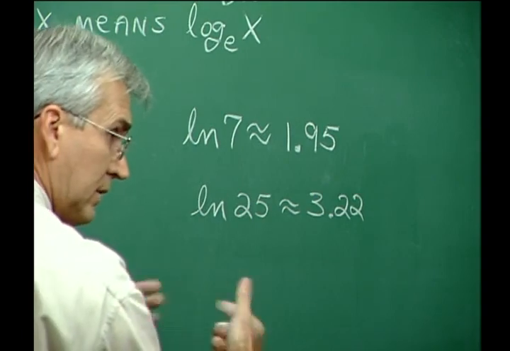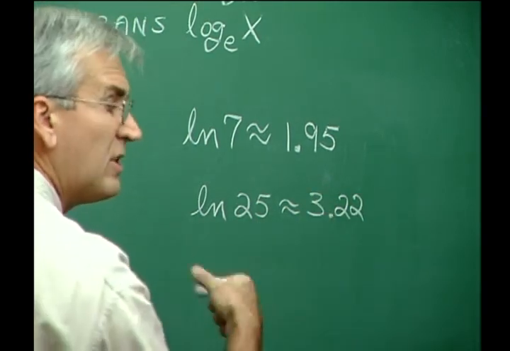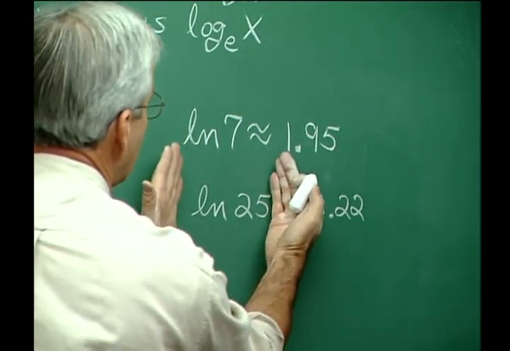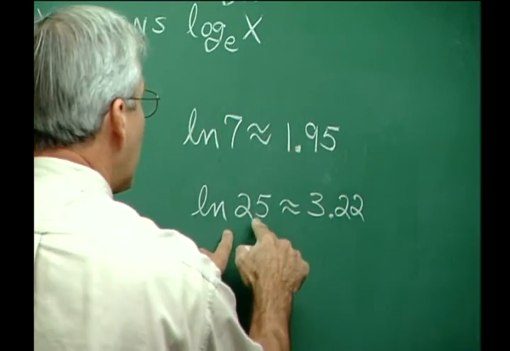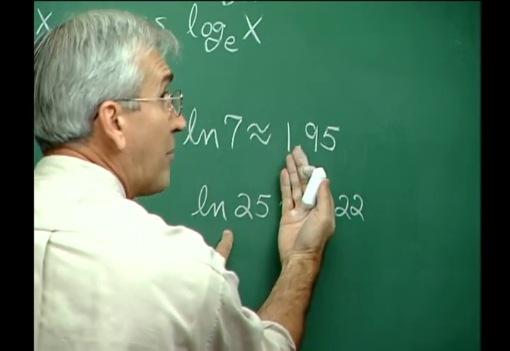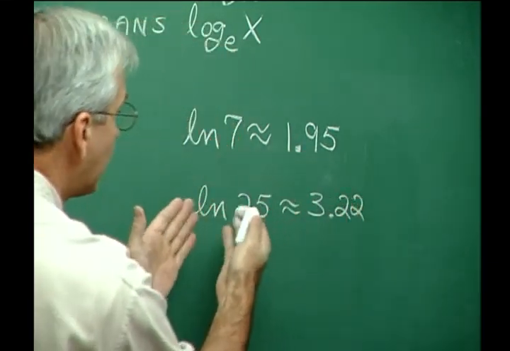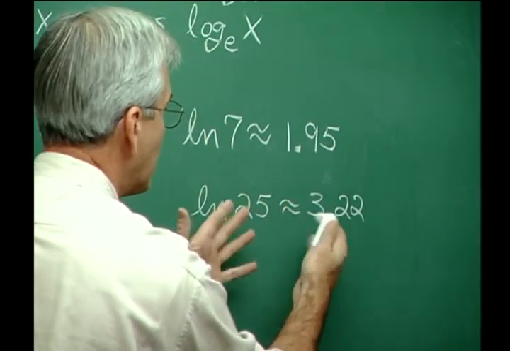And also ln 25 turns out to be 3.22. You might try this on your calculator just to get a little practice with it. But remember, what this means is we're looking for the exponent on e that will give 25. That is, e to what power is 25? Well, e to that exponent will give 25. And actually, it's e to approximately that power because it's a rounded number.